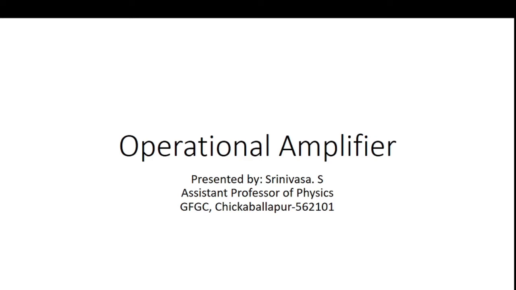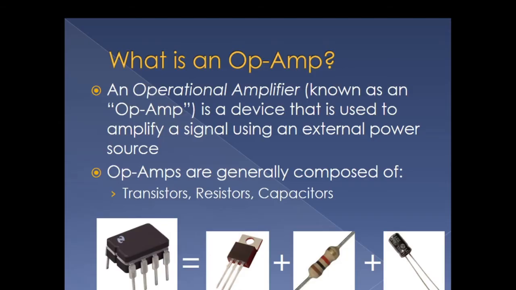In this session, we shall discuss operational amplifiers. What is an op-amp or operational amplifier? An operational amplifier, known as an op-amp, is a device that is used to amplify a signal using an external power source. Op-amps are generally composed of transistors, resistors, and capacitors.